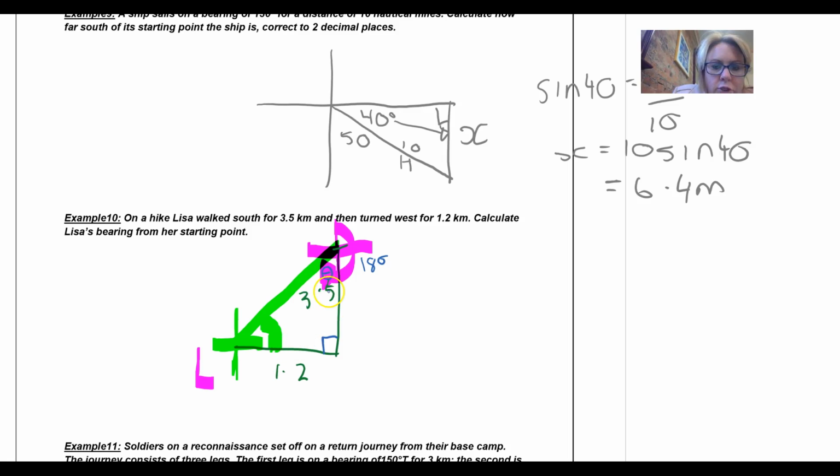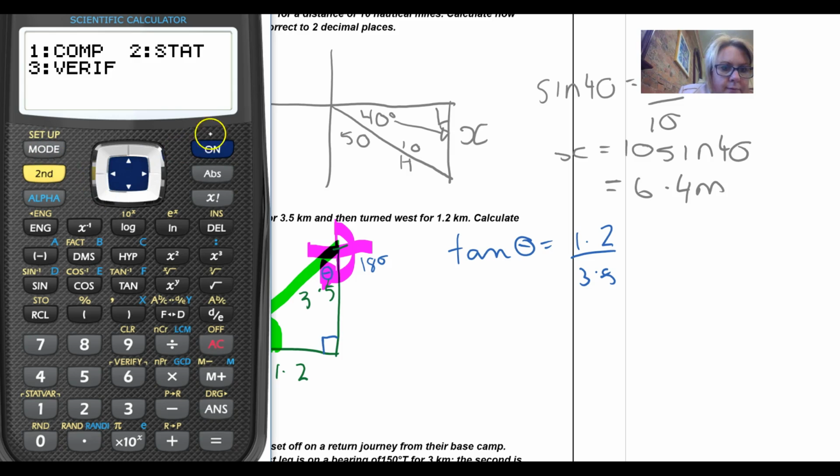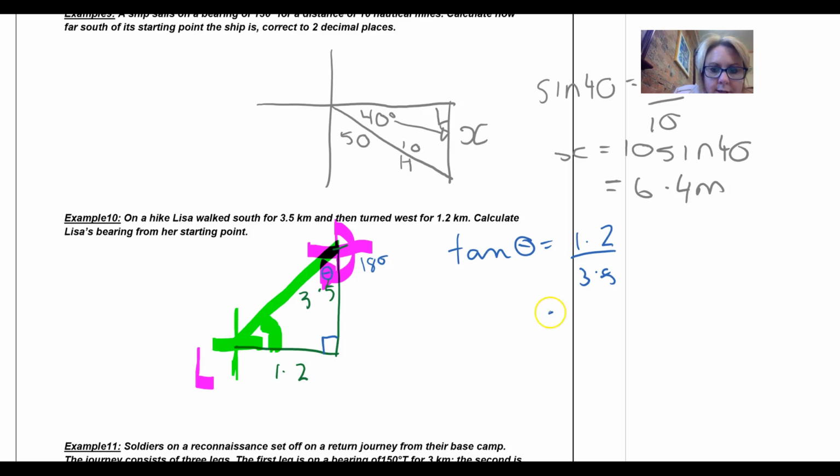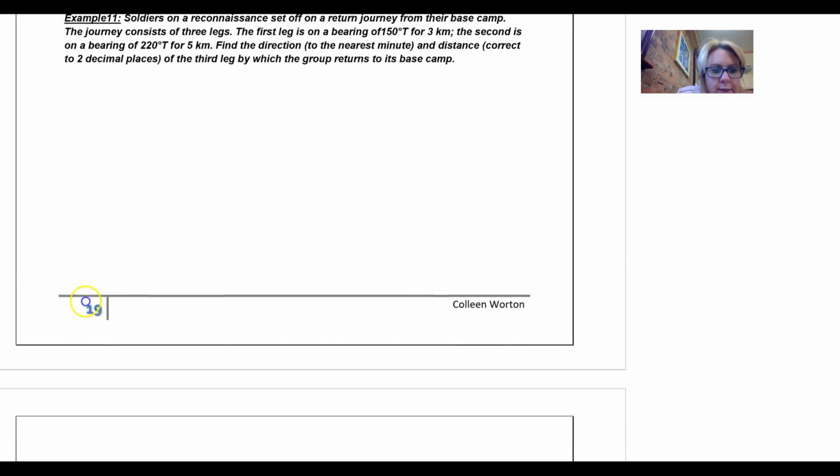I've got opposite and adjacent. Tan theta is 1.2 over 3. I'll work that out. Let's say 19 degrees. Therefore the bearing is 180 plus 19, which is 199 degrees. I'll do the last one in class.